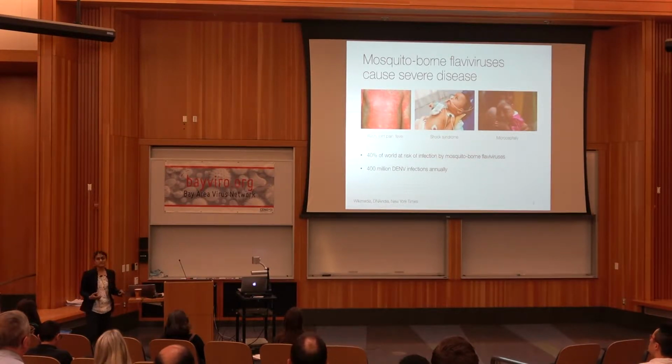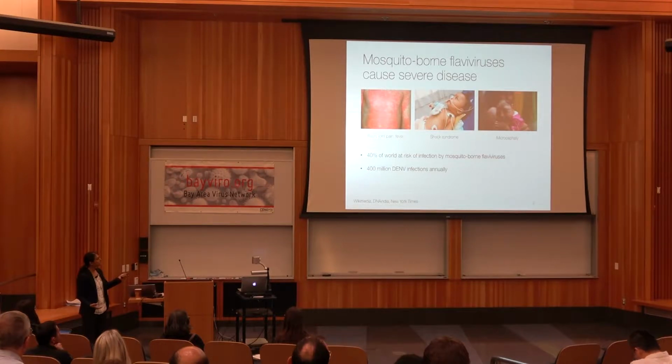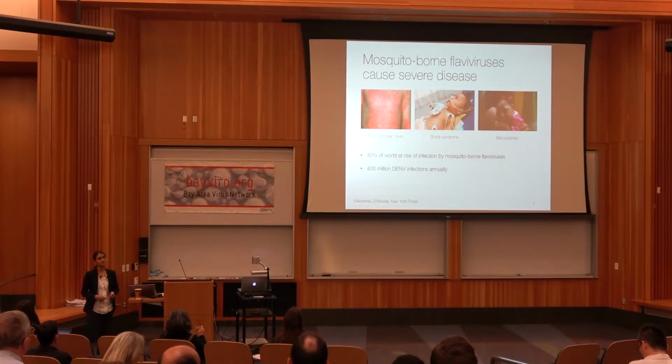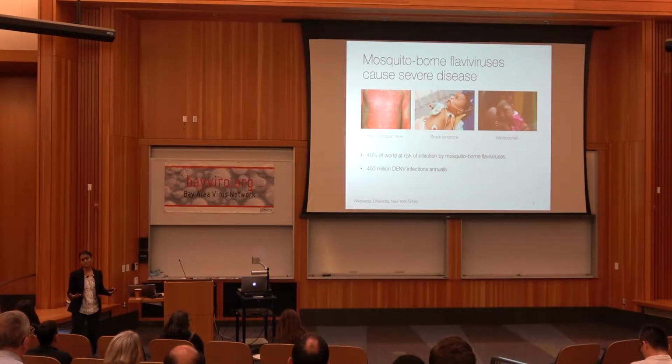And then more recently, with the emergence of Zika virus, we've learned that these diseases are not only a risk to adults and children, but also to fetuses that are infected in utero. And so this is an image of an infant that was infected in utero with Zika virus and suffers from congenital Zika syndrome and severe microcephaly. And so because of this impact on human health, there's an urgent need to really understand how these viruses replicate and how they cause disease as a result.